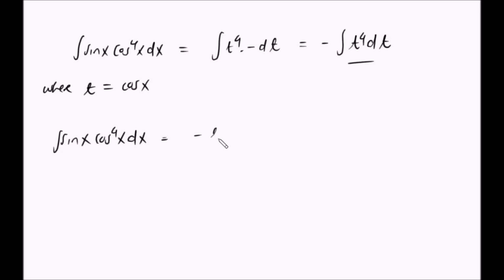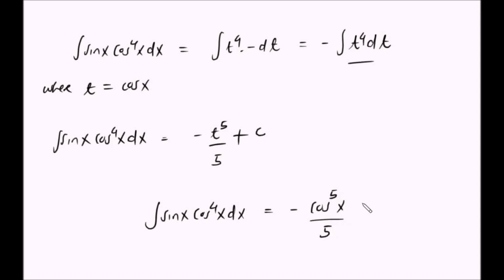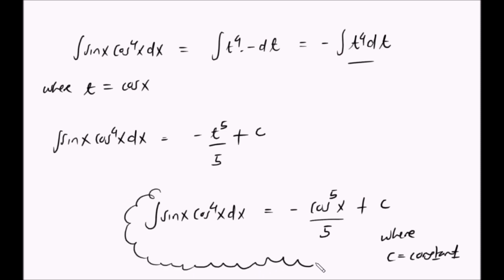Nikiintegrate hiyo t power 4 nitapata negative t power 5 or 5 plus c. Lakini t ni nani? Cos of x. Kwa hiyo jibu langu la mwisho sasa negative cos of x power 5 over 5 plus c. So where c is equal to what? Constant.